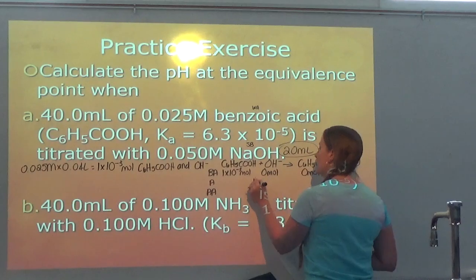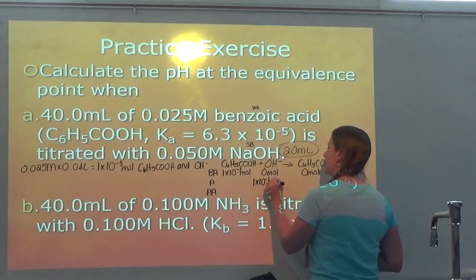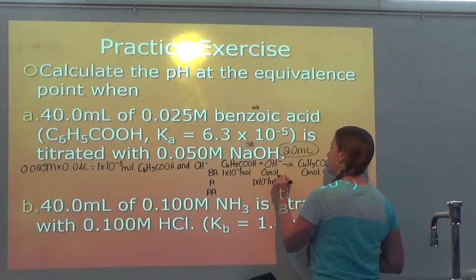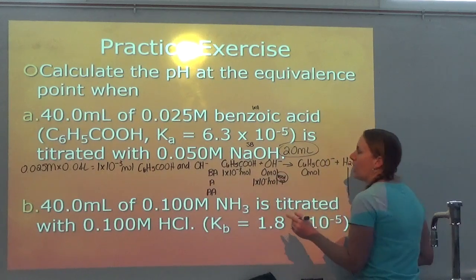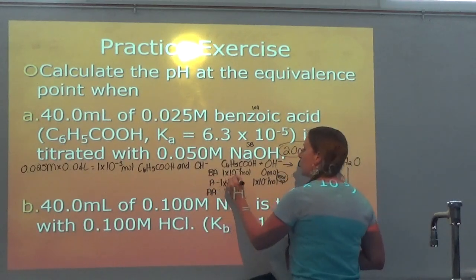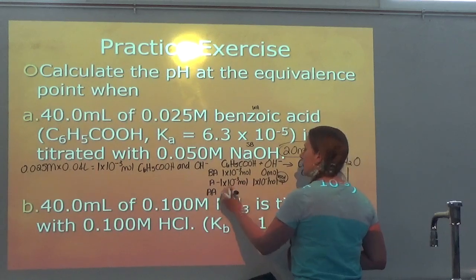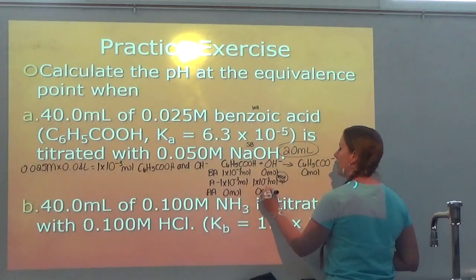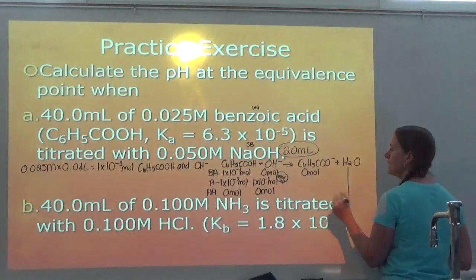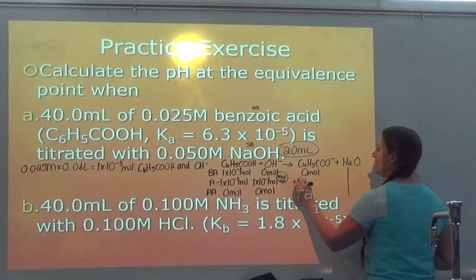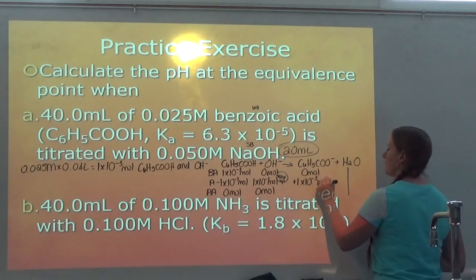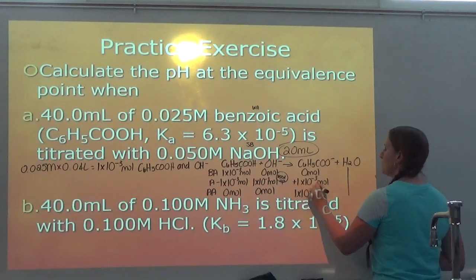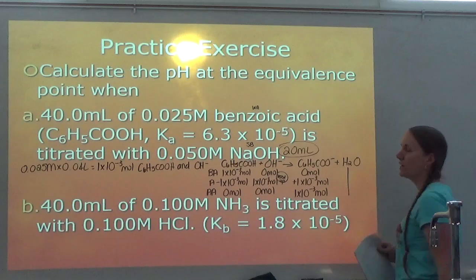So my addition is 1 times 10 to the negative 3 moles of OH, but remember that's going to be used up. All right, so I subtract that much from my acid. So I end up with 0 moles of my acid. Because this is used up, I end up with 0 moles of my base. And then I add this much to my conjugate base. So I have 1 times 10 to the negative 3 moles of my conjugate base.